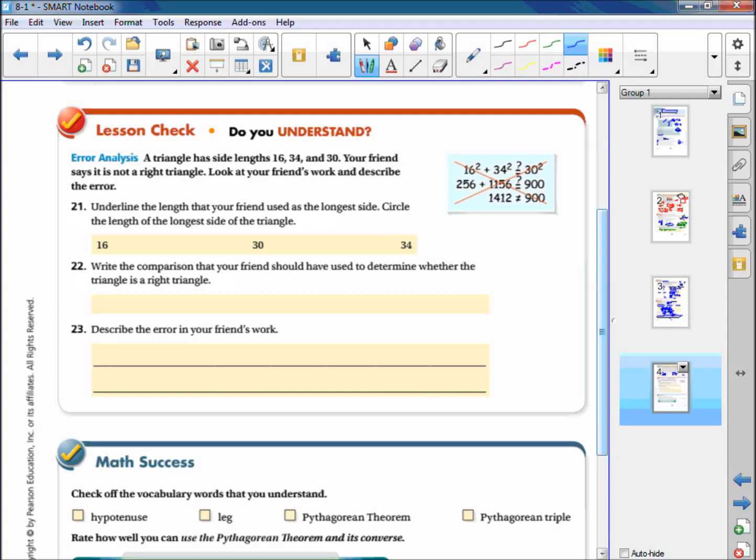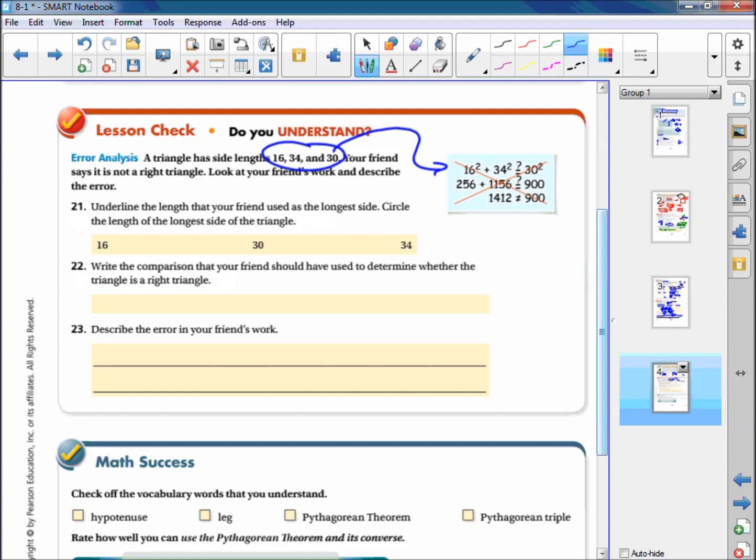Okay, welcome back. This is a do you understand lesson check. So we have an error analysis here. A triangle has side lengths of 16, 34, and 30. And your friend says, hey, this is not a right triangle. So look at your friend's work over here that's been crossed out and help describe the error that they made. So they had these three sides and they wrote this first line for the Pythagorean theorem. So think about what's wrong with that.